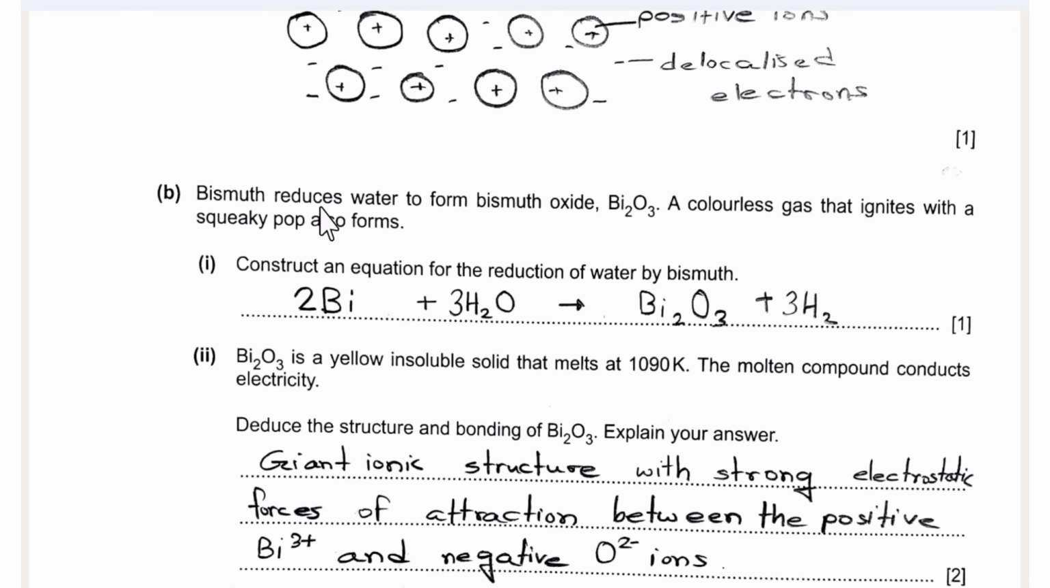In part B, bismuth reduces water to form bismuth oxide and a colorless gas that ignites with a squeaky pop. Since a pop sound is formed, that means hydrogen is released. Consider the equation for the reduction of water by bismuth. So what is the equation? Bismuth reacts with water to form bismuth oxide, and since a pop sound is formed, hydrogen is also released, and then we need to balance this.